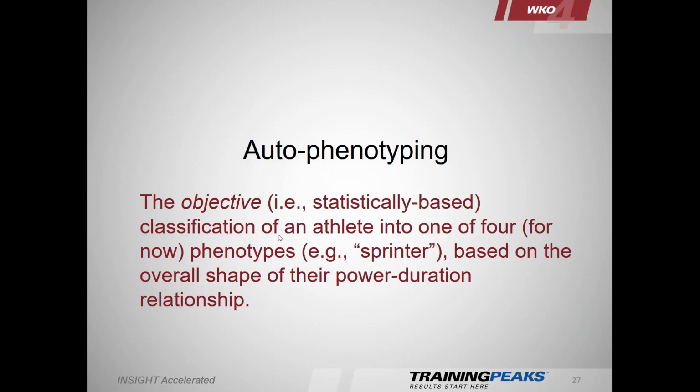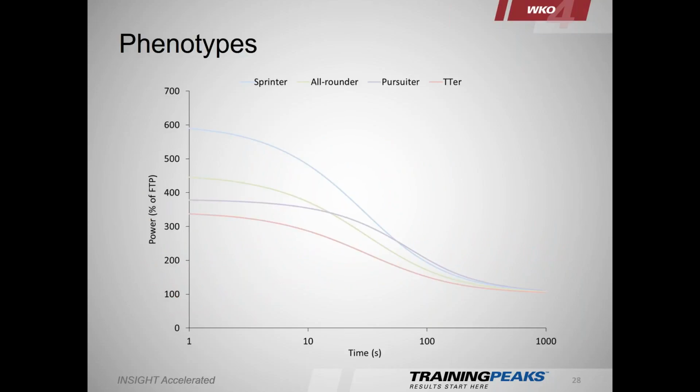Phenotype is simply the objective classification of an athlete into one of four, for now. We're continuing to work on more phenotypes, based on the overall shape of their power duration curve. And basically, you might have power duration curves that look like this. A sprinter has a high Pmax and kind of a deeper decline. They tend to fall off in their ability to sustain power. A TTer, on the other hand, has lower Pmax, but tends to hold power better over time. And then an all-arounder and a pursuiter are something in between.